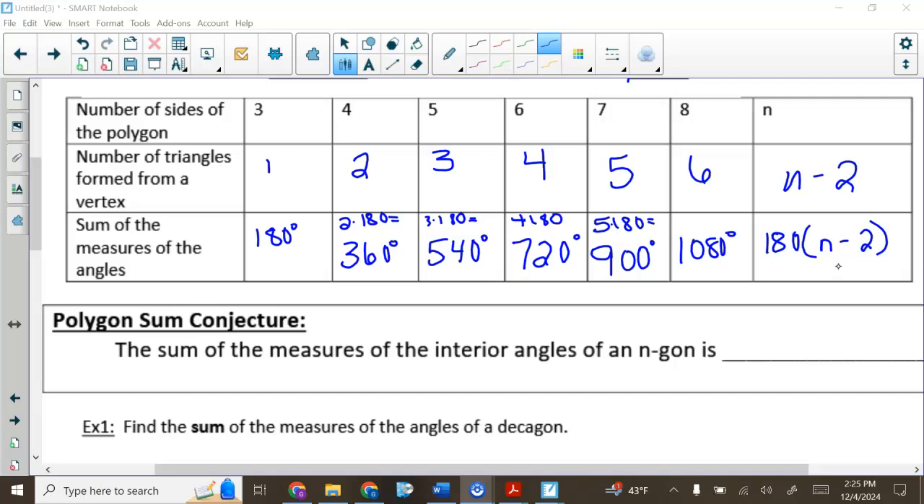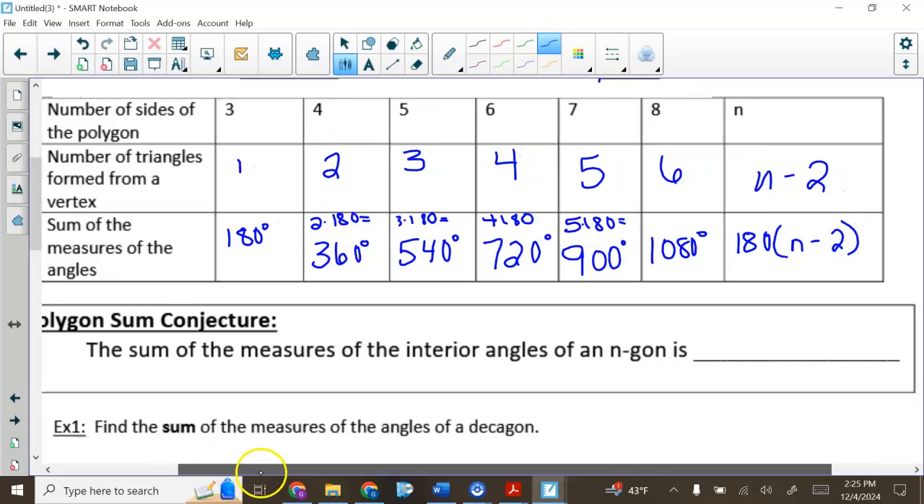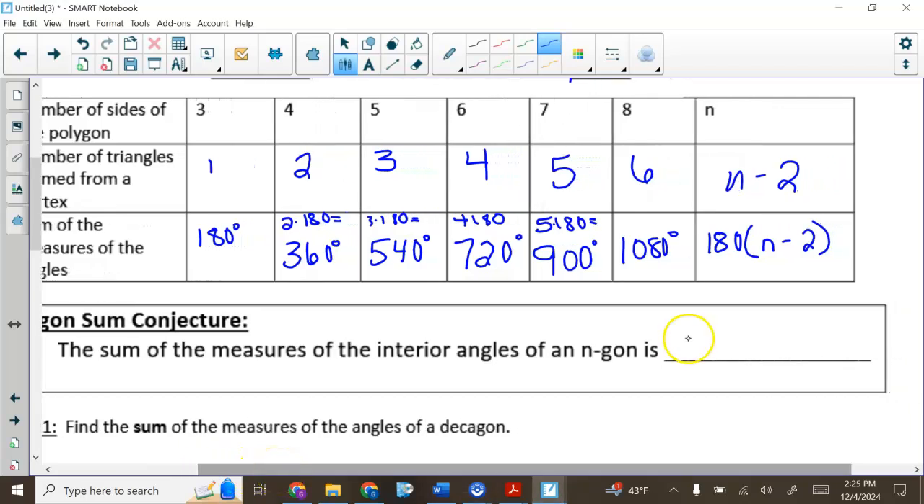So the polygon sum conjecture says the sum of the measures of the interior angles of an n-gon is: sum equals 180 times n minus 2.